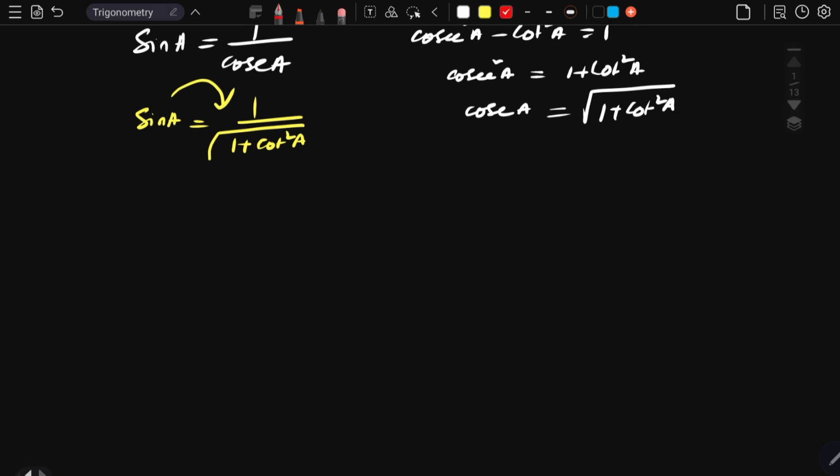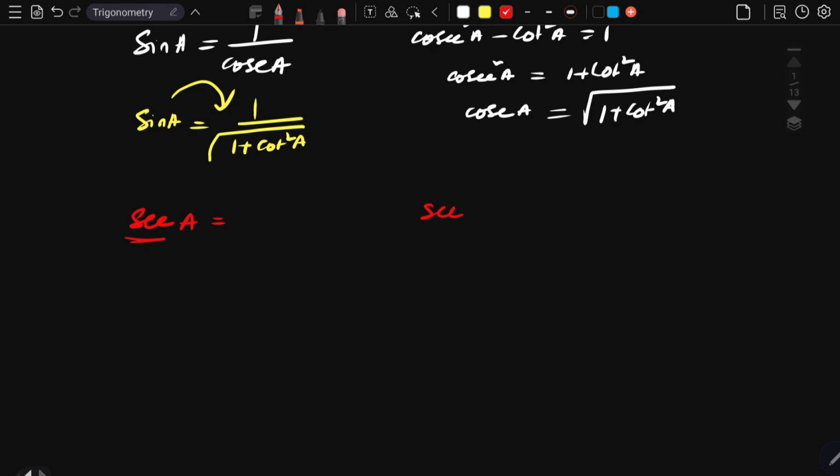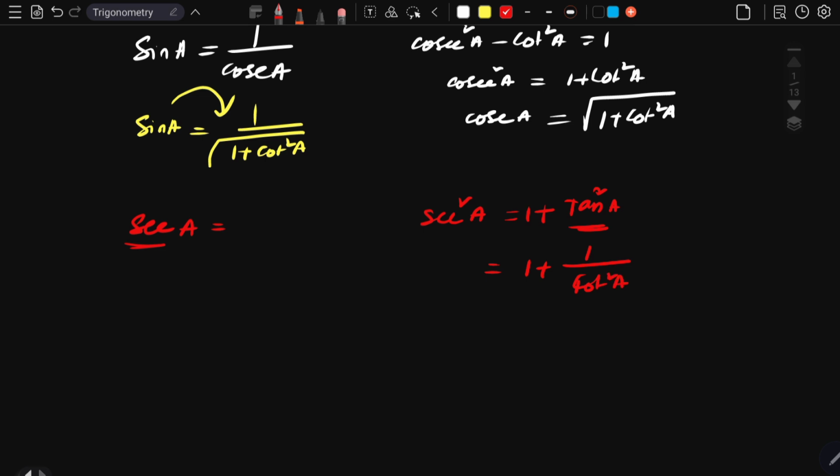Similarly, the second one, secant A in terms of cot. Secant and tan have a relation. So secant square A is equal to 1 plus tan square A. Then convert tan in terms of cot. Tan and cot are reciprocals, so just write tan square A as 1 by cot square A. Then this can be simplified. Cot square A is taken as LCM, so in the numerator, cot square A plus 1.